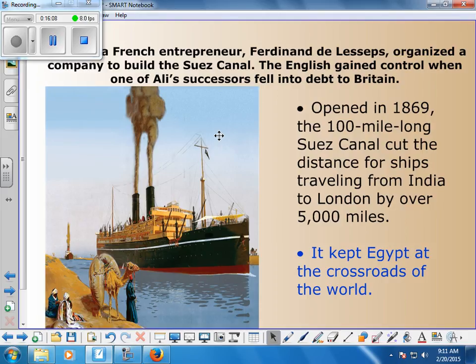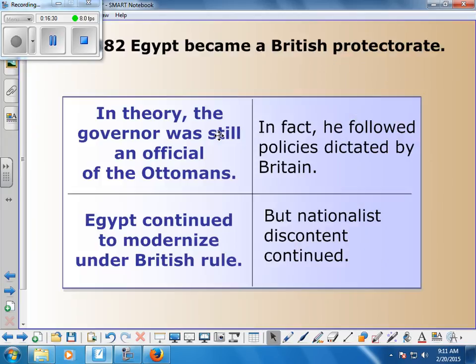The canal keeps Egypt at the crossroads of the world, which means Britain also gains not only in the increased wealth from shortening this distance, but also other ships need to use this canal. They gain from that wealth as well. Egypt sees very little of this. It goes pretty much to Britain.